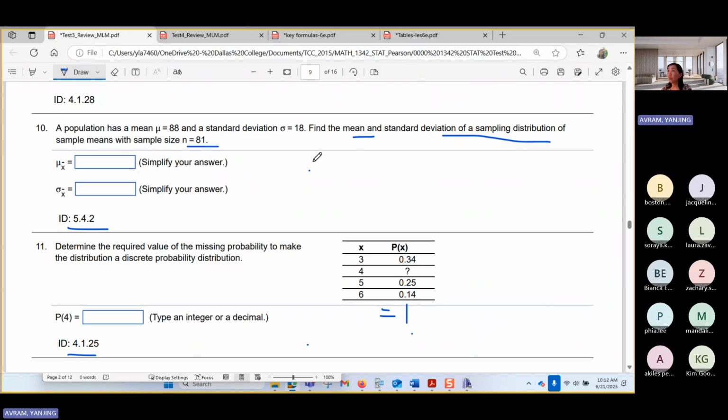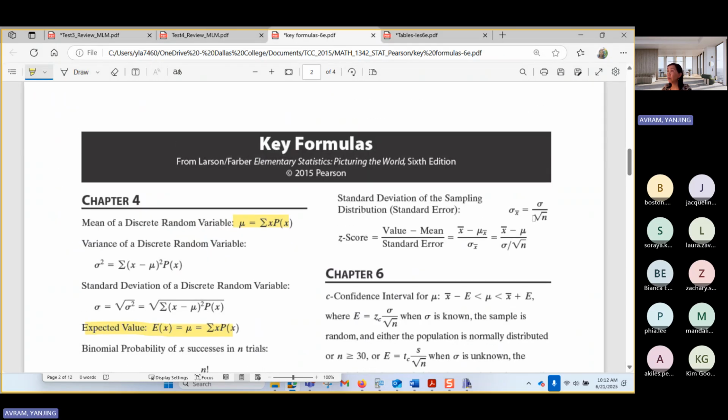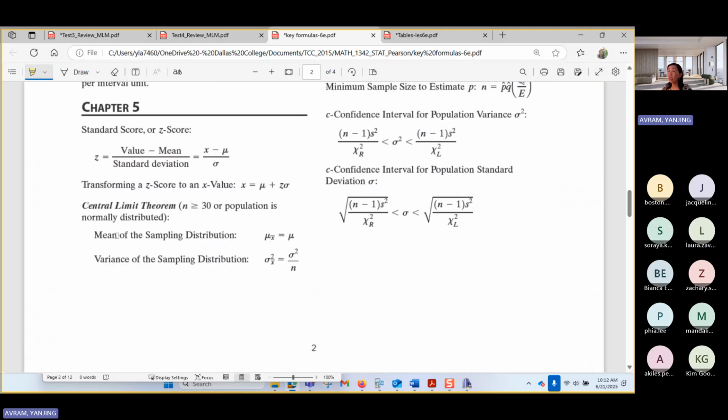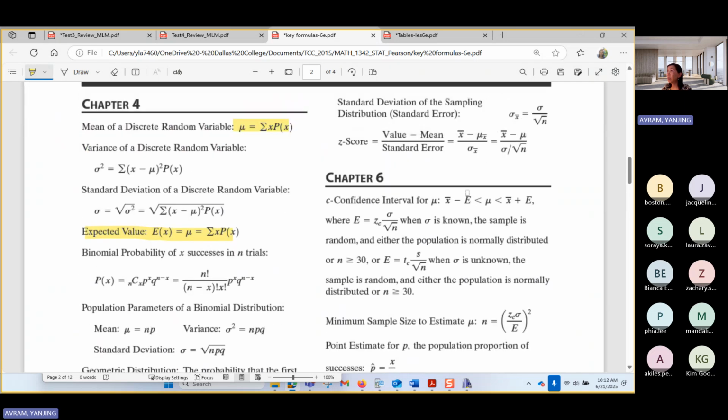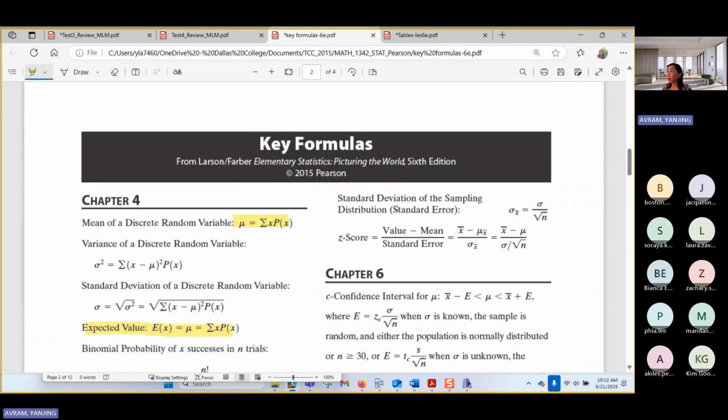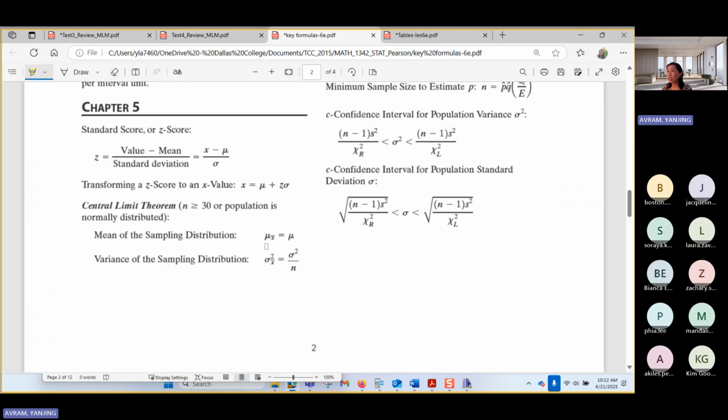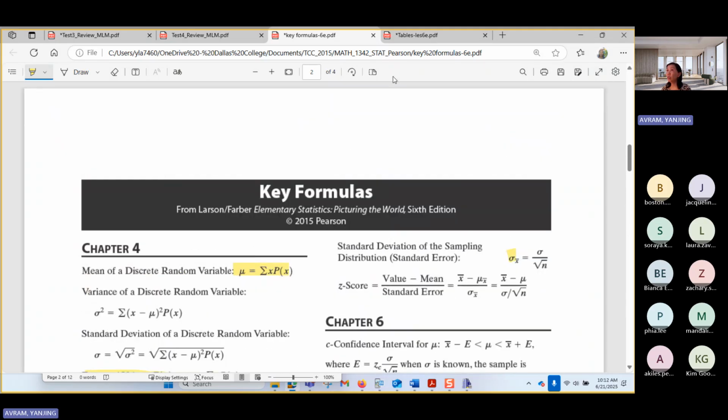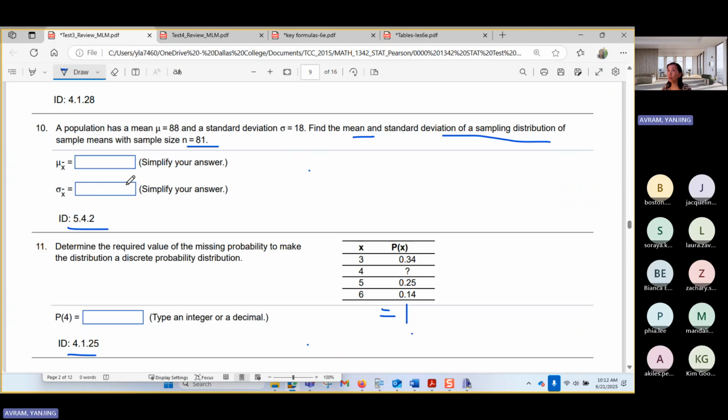All right, so if you look at the formula, let me show you the formula. This is the formula. The mean of the sampling distribution, mu of x bar, is always equal to the mean mu. And the standard error, sigma of x bar, is equal to sigma over square root of n. So this one is asking for the sigma of x bar and the mu of x bar. If you know these two formulas, this calculation should be very straightforward, right?